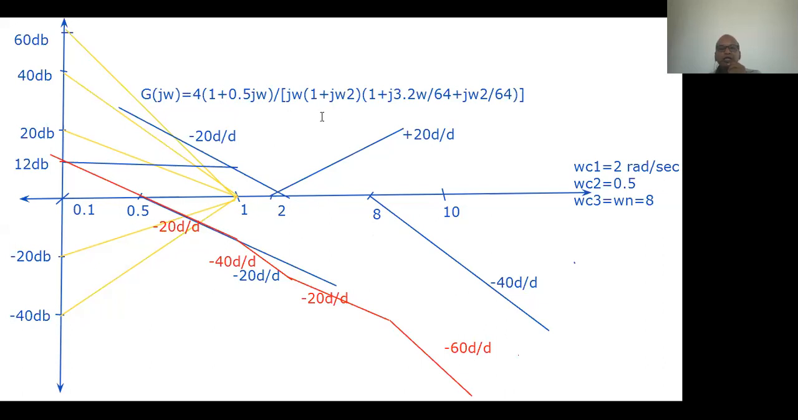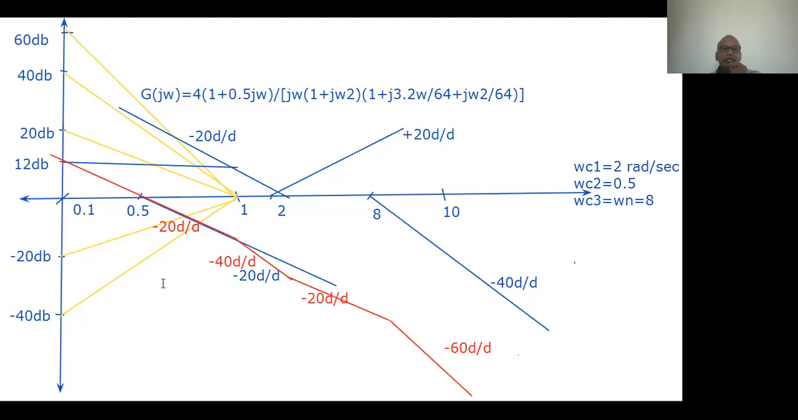Then the phase angle is the imaginary divided by the real, that is twice omega. Again minus tan inverse of imaginary divided by this real part, that is 1 minus omega square divided by 64. Put the values of omega equal to 0.1, 0.5, 1, 2, 8, etc., and then calculate the phase. Then draw the phase angle plot and the magnitude plot on the same semi-log graph paper, and then check the phase margin and the gain margin.